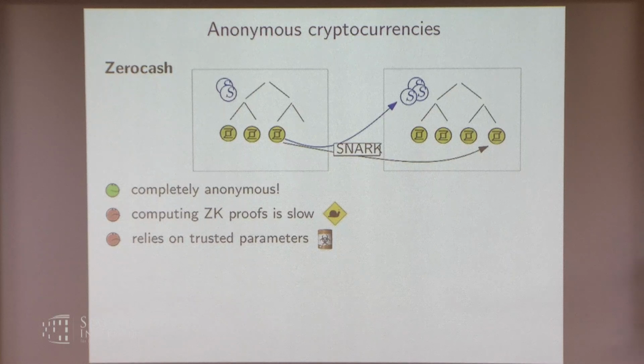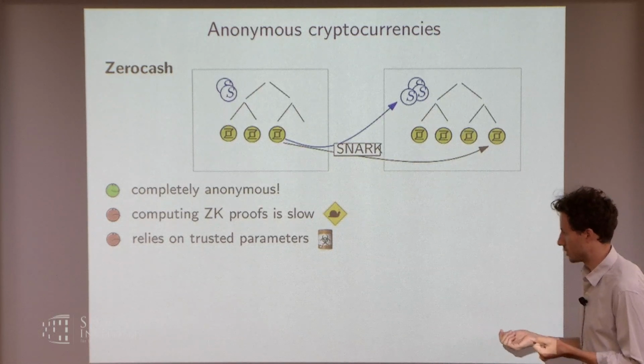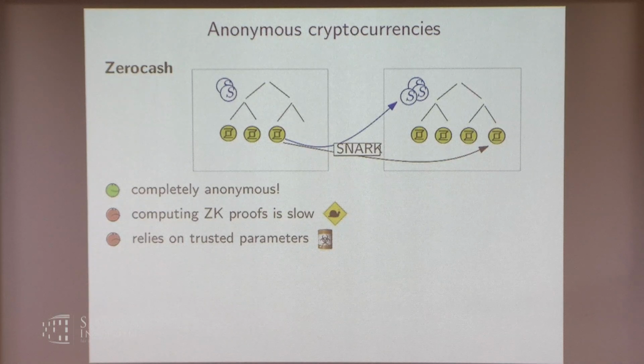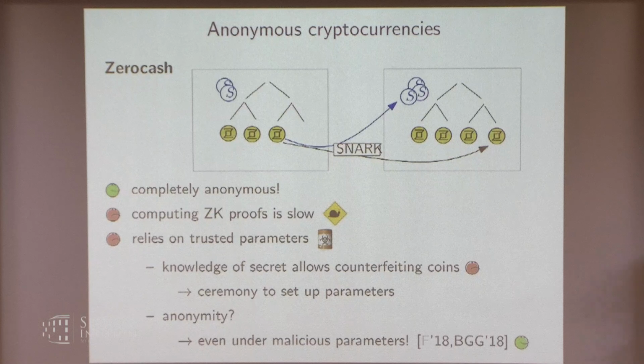Okay, so the problem is that you have this toxic waste. If the Zcash people say, here are the parameters, how do you know that they didn't keep the secret and then just create new money if they want some more money? What they did is they ran a big ceremony among very different types of actors and jointly computed these public parameters using multi-party computation, so that if there was at least someone honest among all these people, you can be sure that no one knows this toxic waste.